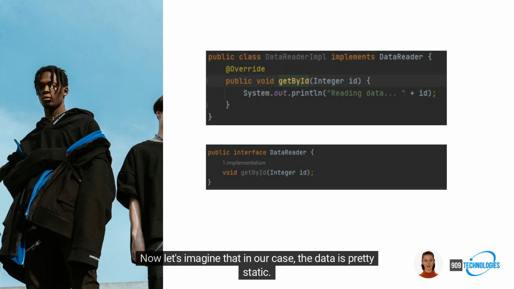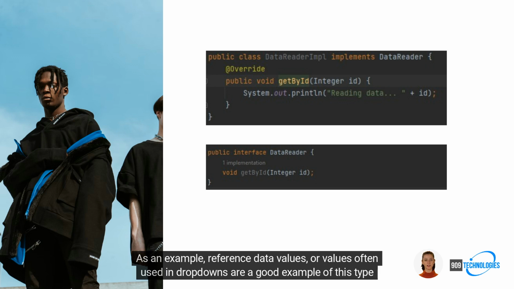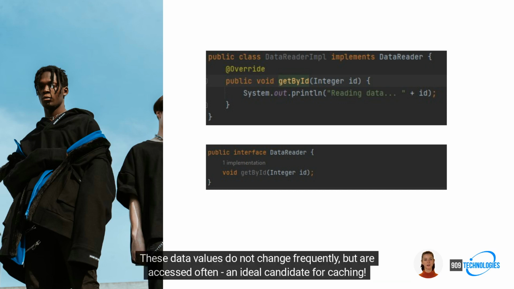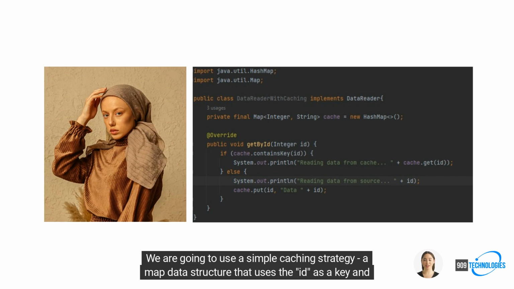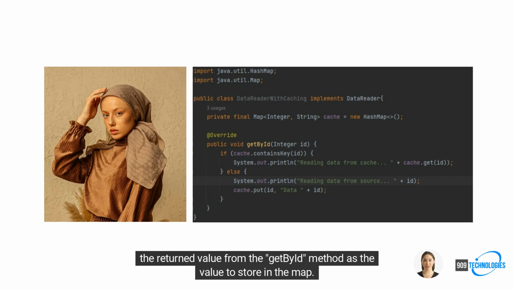Now let's imagine that in our case, the data is pretty static. As an example, reference data values, or values often used in dropdowns, are a good example of this type of scenario. These data values do not change frequently, but are accessed often, an ideal candidate for caching. We are going to use a simple caching strategy. A map data structure that uses the ID as a key and the returned value from the getById method as the value to store in the map. Of course, in a real implementation, you would use a caching framework.